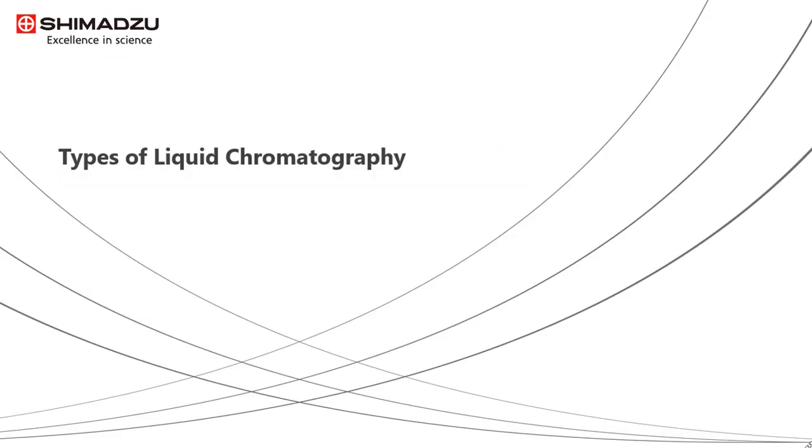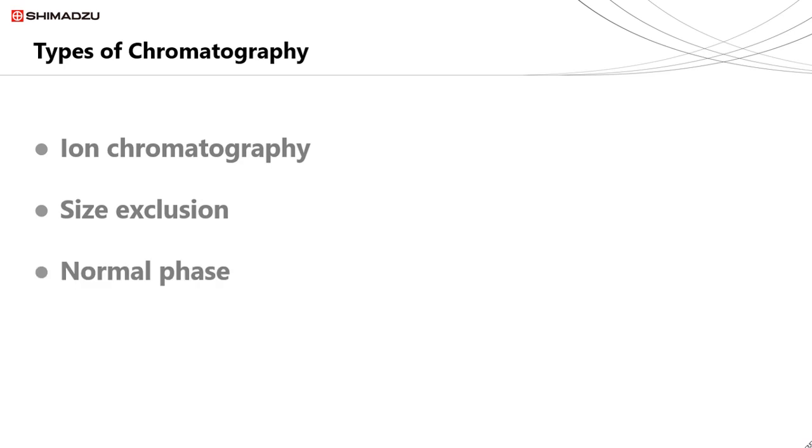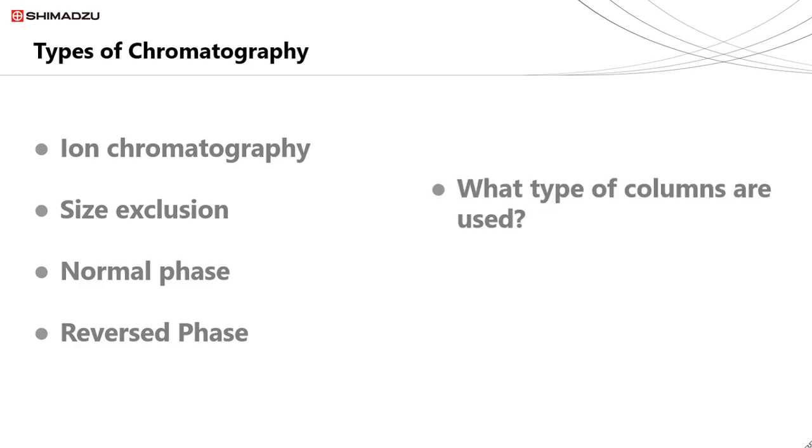So, having recapped on our last session, we will move on to the first part of today's content, types of liquid chromatography. We will cover 4 major types of liquid chromatography. These will be ion chromatography, size exclusion, normal phase, and reversed phase. As part of each of these types of chromatography, we will look at what types of columns we will use, as well as how separation is achieved.